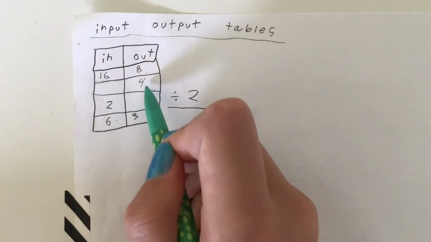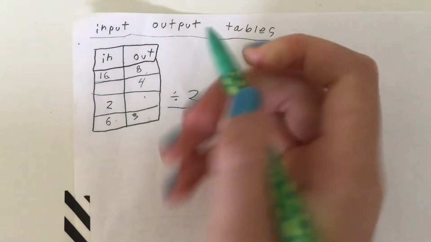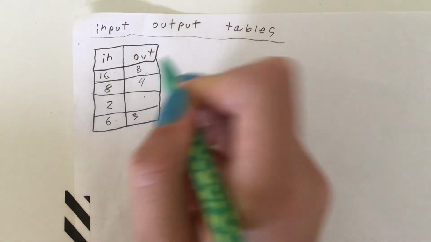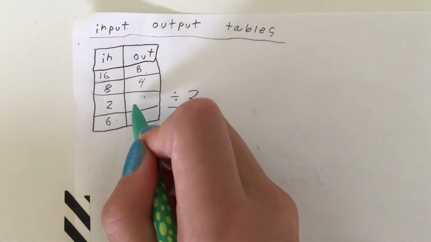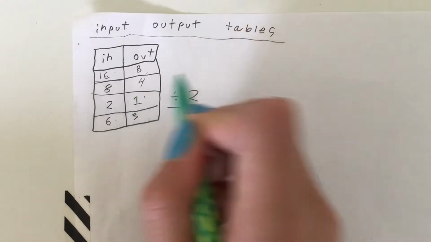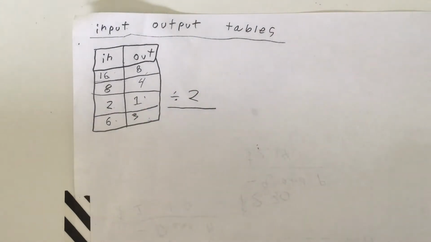Now, what is 4 times 2? 8. And what is 2 divided by 2? 1. Now, let's try another one.